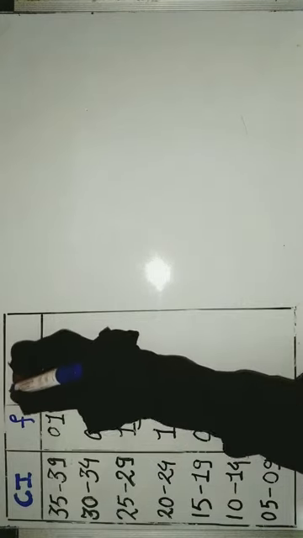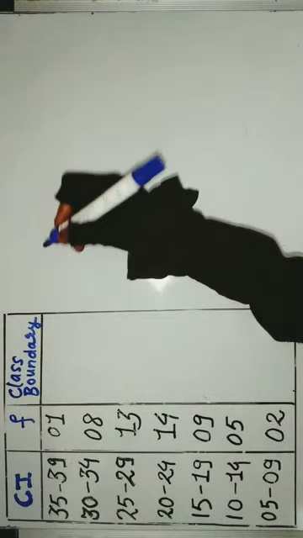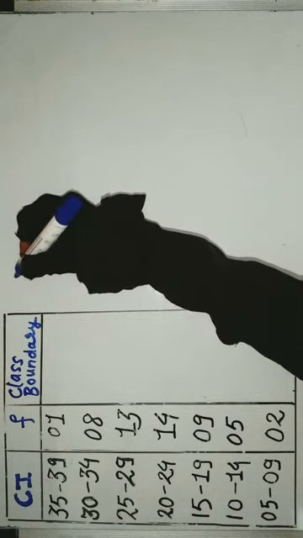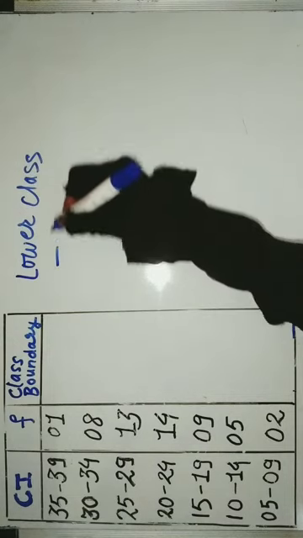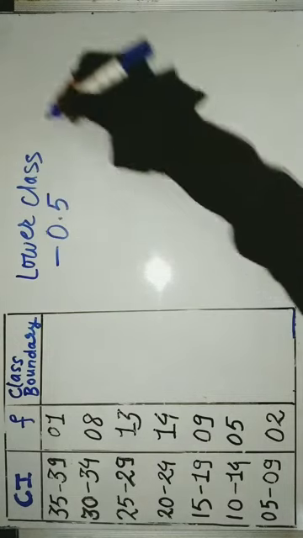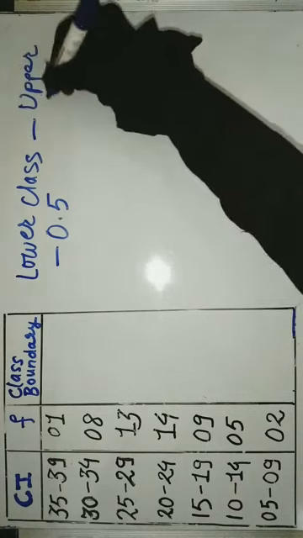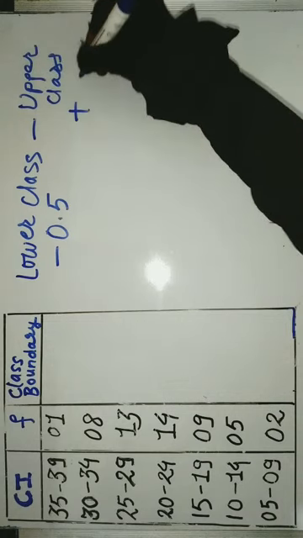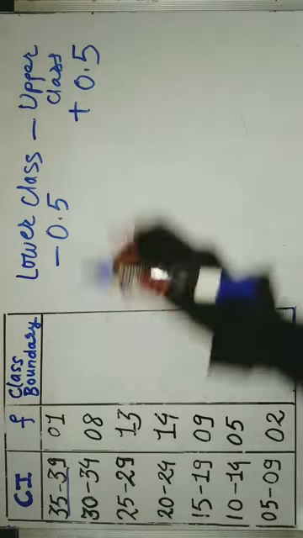To plot a histogram, we have to add a column named class boundary. Now for plotting histogram, we have to find the class boundaries of each class interval. To find the class boundary, we have to subtract 0.5 from the lower class and add 0.5 to the upper class. That is for class interval 35 to 39.